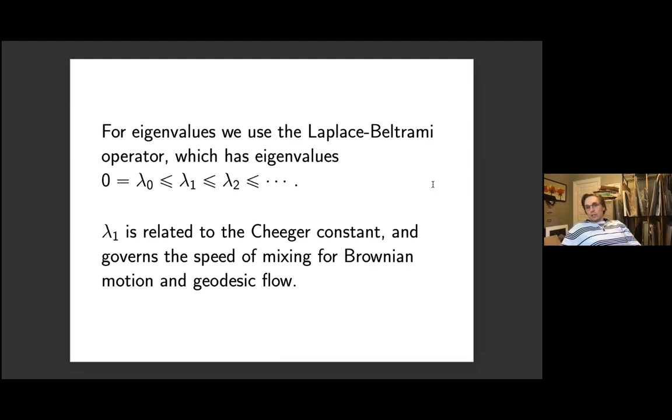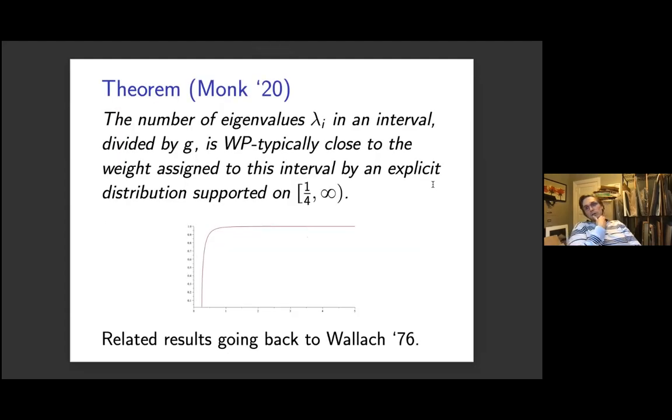And it's still true you want lambda1 to be as big as possible. If lambda1 is big, it's hard to cut the surface in two, and the Brownian motion mixes very fast. The geodesic flow mixes very fast. So you want lambda1 to be big. But before we get to lambda1, let's talk about the bulk.